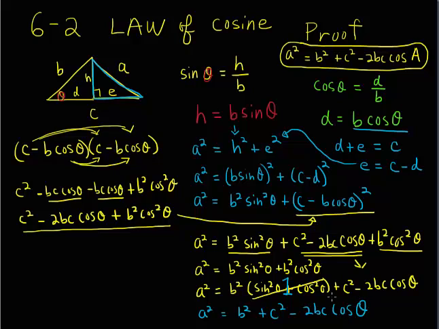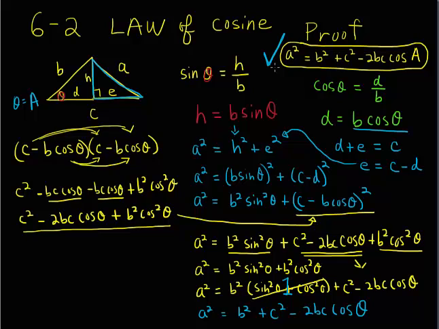Now theta in this case is actually big A. This right here, theta is actually big A, right? Because little a is facing the big A. So as you can see, this is the same thing as what's up here. So we just proved the law of cosine, and it's very elegant and very beautifully done.